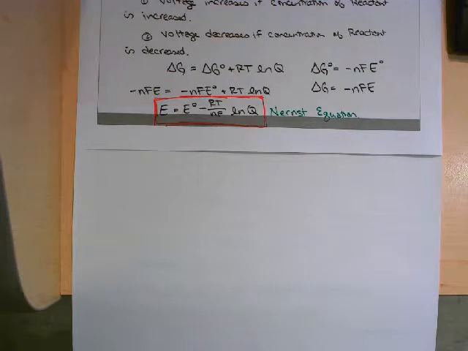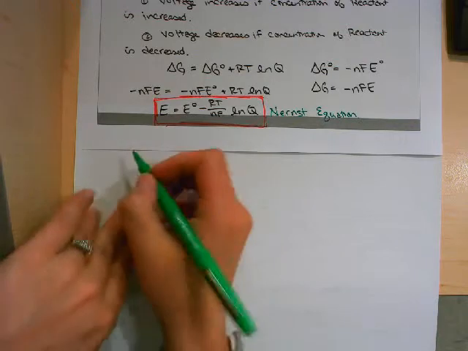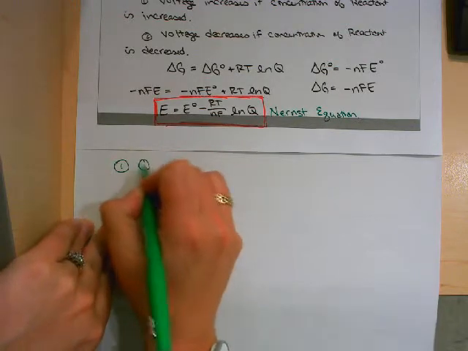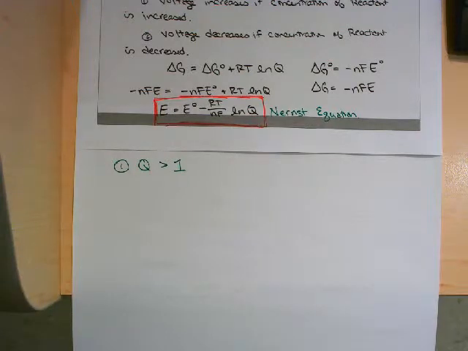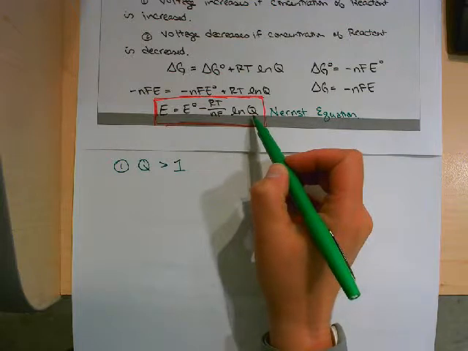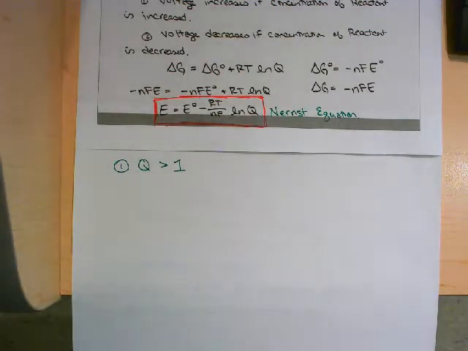Alright, what value of Q do I look at? So, is Q ever equal to 0? No, right? It's a fraction. You can't have a Q equal to 0. So I can have Q greater than 1, right? Because Q is a fraction, so I'm going to compare it to 1. If I have a Q greater than 1, what do I have more of? I have more products or more reactants?